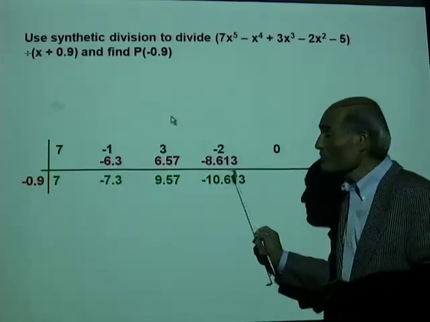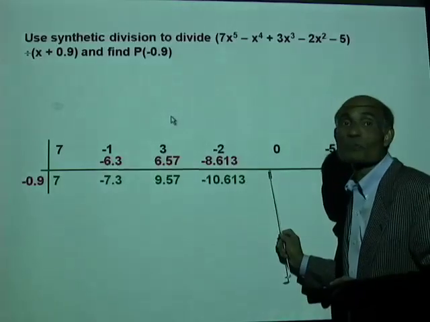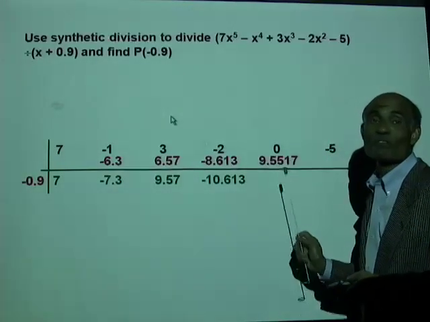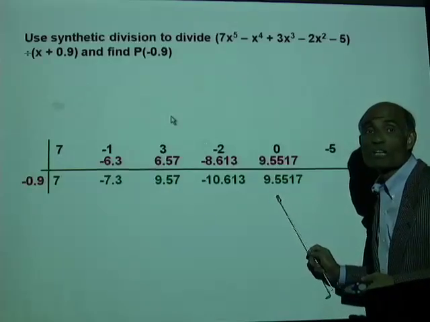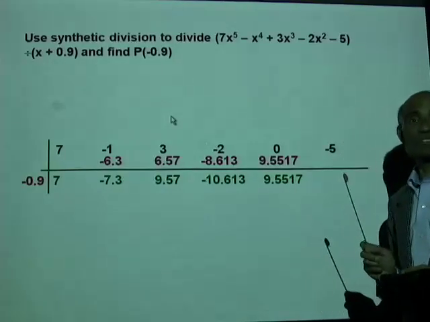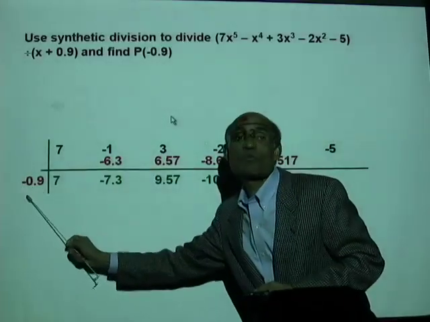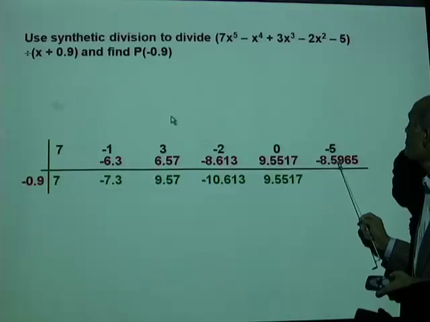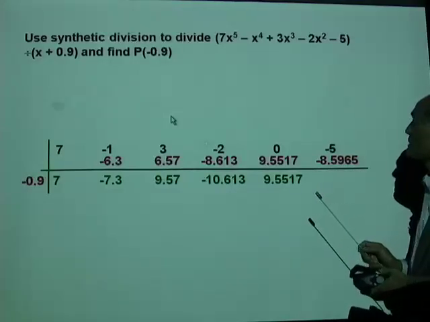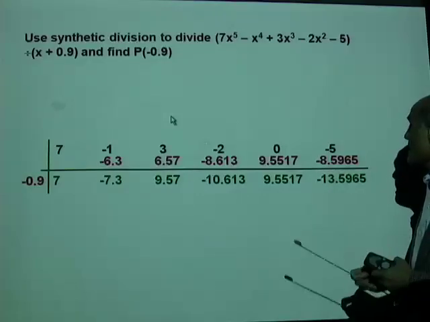Negative 10.613 multiplied by negative 0.9 will be 9.5517. Added to 0 is 9.5517. Multiply this by negative 0.9. That will give negative 8.5965. Added to negative 5, it is negative 13.5965.